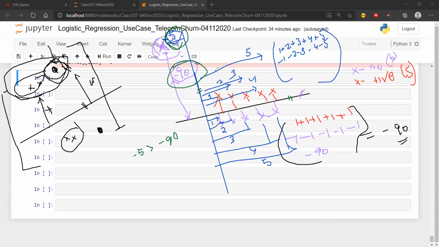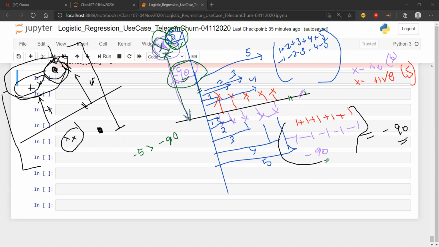right? Now, why did this black line have a weightage of minus 90? Because of this distance. This distance was minus 90. The negative point was at a distance of minus 90. That's why this calculation came out to be minus 90. True. If I am able to do something to take care of this distance, then most probably this line can be converted into a better line or a better model.